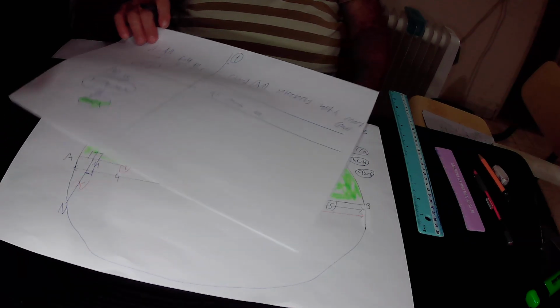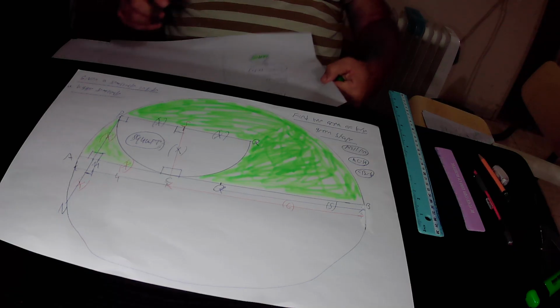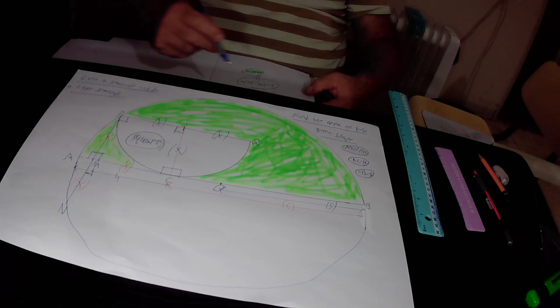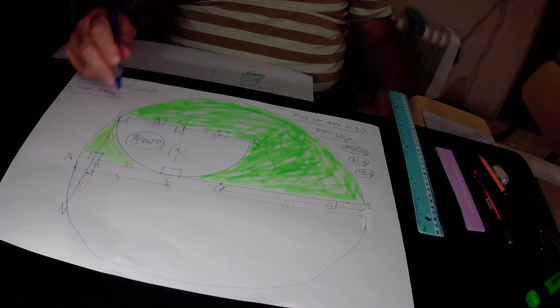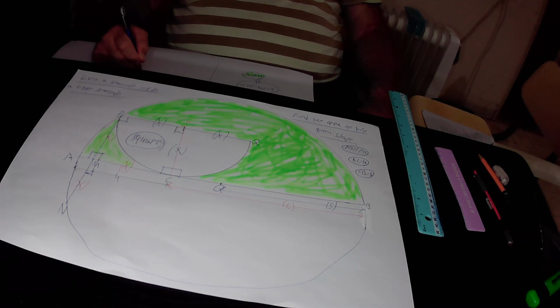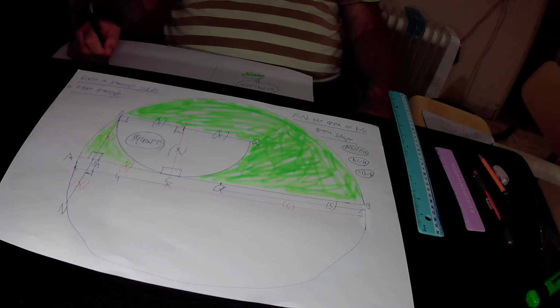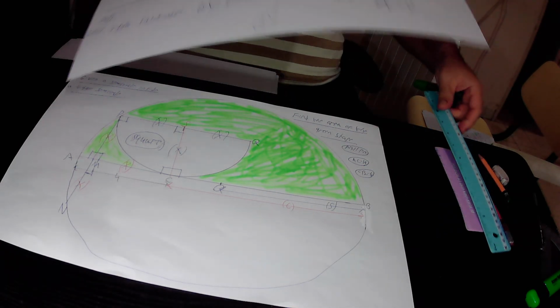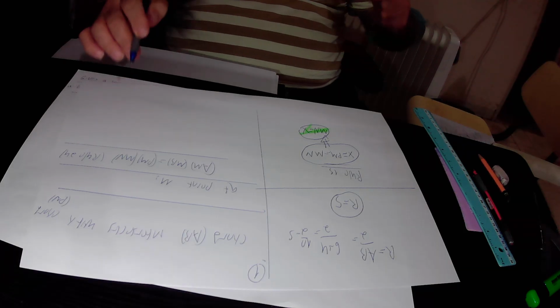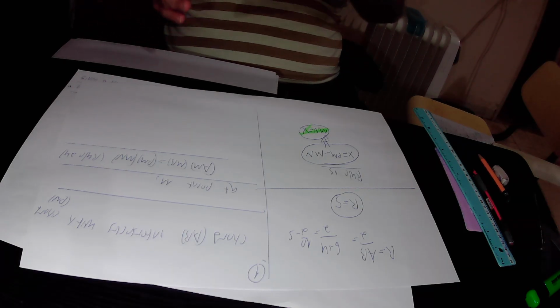According to rule 24, the following equation is true: AM times MB is equal to PM times MN. And again, according to rule 24, AM times MB equals PM times MN. This equation is the implementation of rule 24 in our drawing.